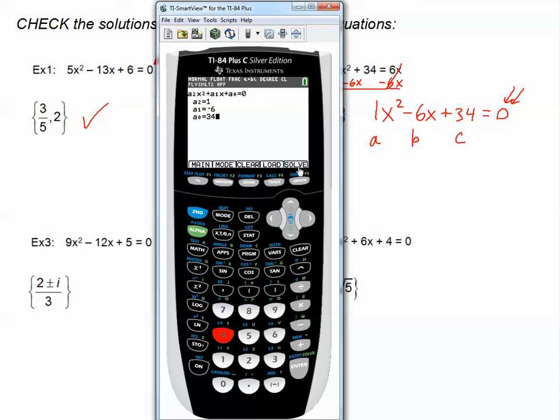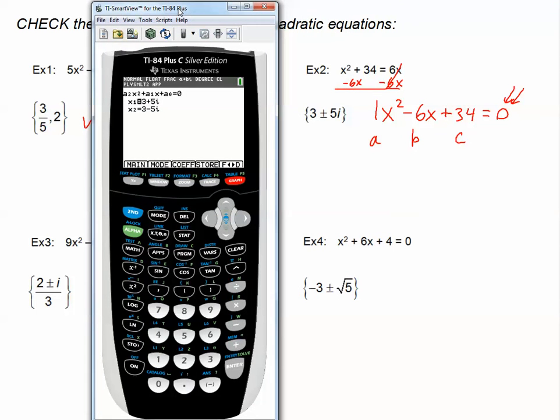And there we are. Now we click the solve button. We should have 3 plus 5i and 3 minus 5i. And there they are. I'd like to write them as 3 plus or minus 5i. The calculator shows them as 2 separate numbers, which they are. But there we go. We can use our calculator to check that one.